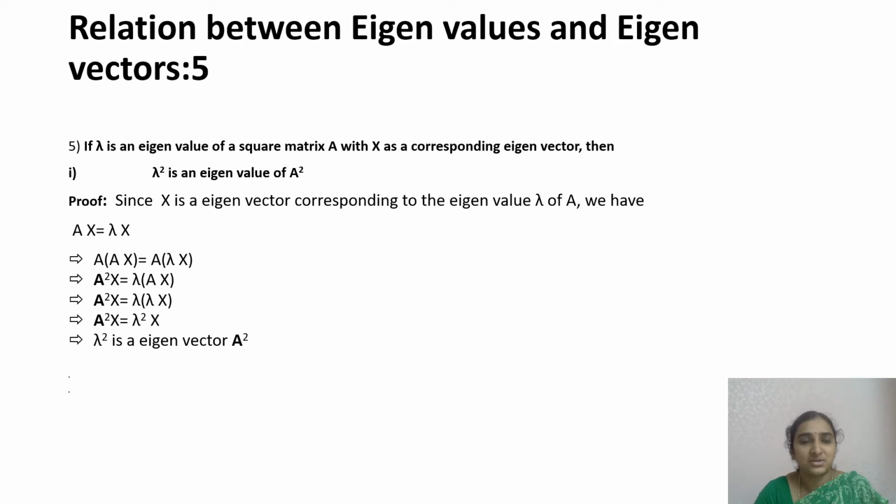Now let us see the fifth relation. If lambda is an eigenvalue of a square matrix A with x as the corresponding eigenvector, then lambda square is an eigenvalue of A square. Let us prove this. Since x is an eigenvector corresponding to eigenvalue lambda of A, we have Ax is equal to lambda x. Multiplying A on both sides will imply A square x is equal to lambda times Ax. That would imply A square x is equal to lambda times, here Ax is replaced by lambda x, that would imply A square x is equal to lambda square x. That means lambda square is an eigenvalue of A square.